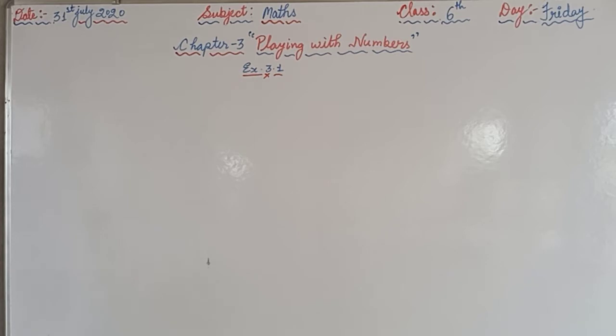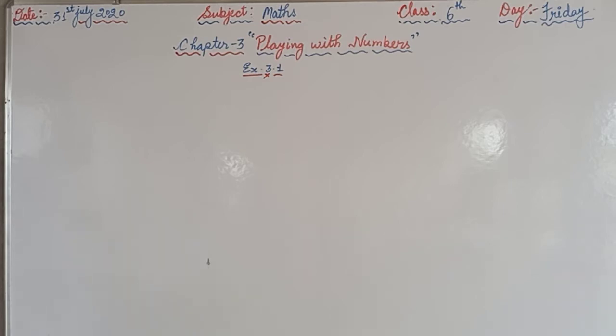35 is a multiple of 7 because 35 comes in the table of 7. 15 is a factor of 30 because 30 is divisible by 15. 16 is a multiple of 8. 20 is a factor of 20 and 25 is a factor of 50.